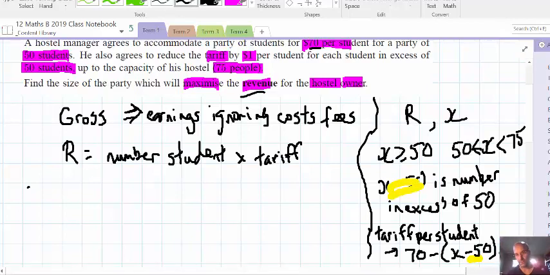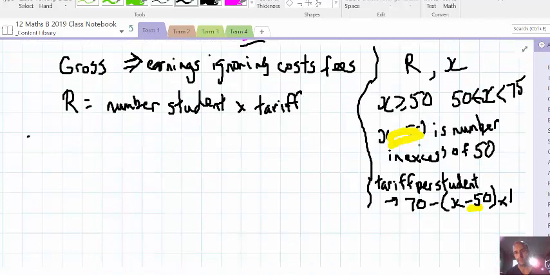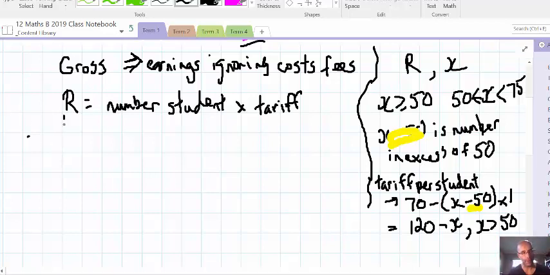You could actually write multiplied by 1. So it's $1 for every X minus 50 we have. For every student over the number 50, we take $1 off. We're just translating the text in English into mathematical expressions and equations. So let's simplify that. That would be 120 minus X, provided X is above 50.